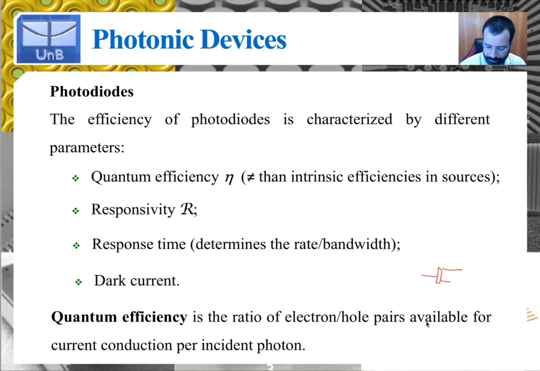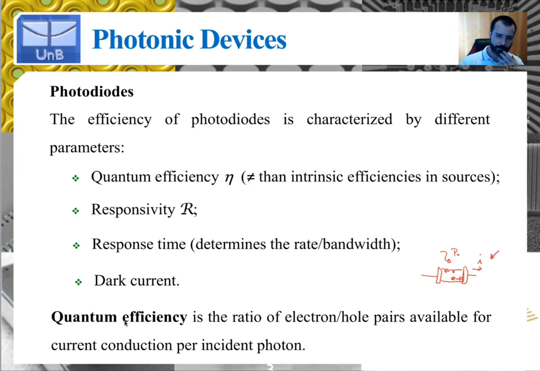We have a device in which the incidence of photons, the incidence of light with a given amount of power, will generate electrons and holes, and these electrons and holes, in the presence of an electric field, for example, move inside the device and therefore constitute an electrical current. Now this electrical current will give us information about the incident optical power.